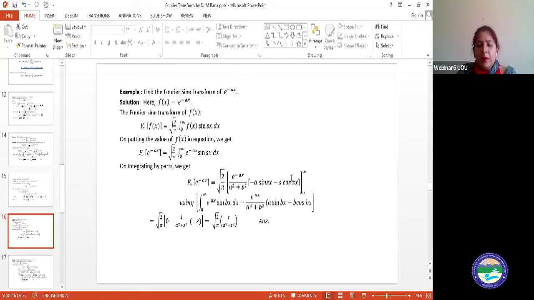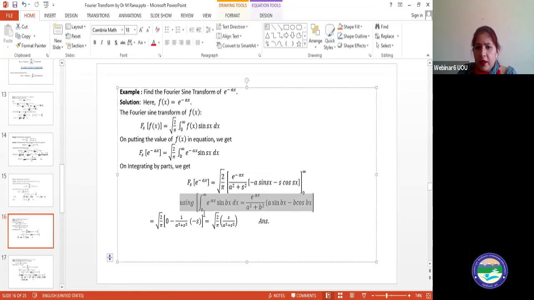Okay, basically you have to just solve this by using this formula. This is the integration from 0 to infinity of e raised to power, and this form is exactly this form. Just see this: integration from 0 to infinity of e raised to power ax, here a is changed to minus a, sine bx or sine sx dx. You know the formula: e raised to power ax upon a square plus b square, a sine bx minus b cos bx.